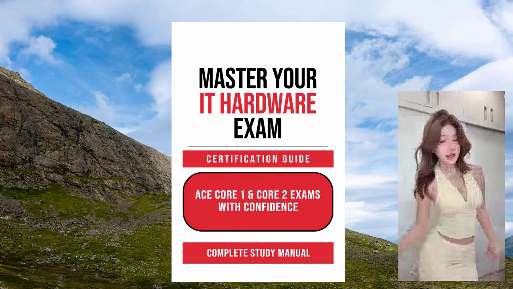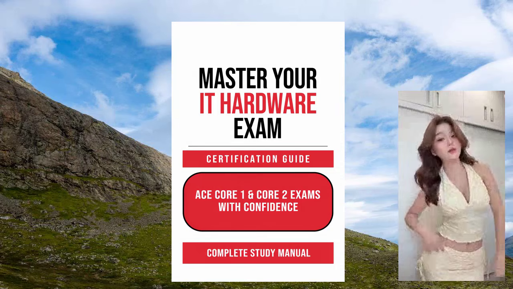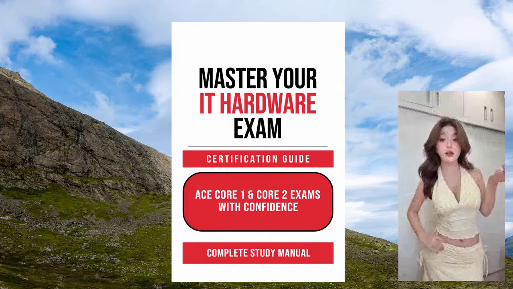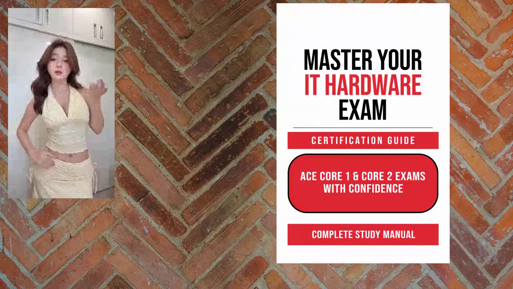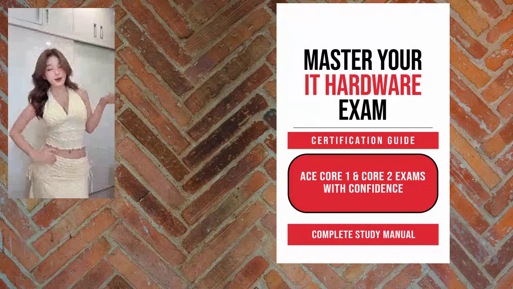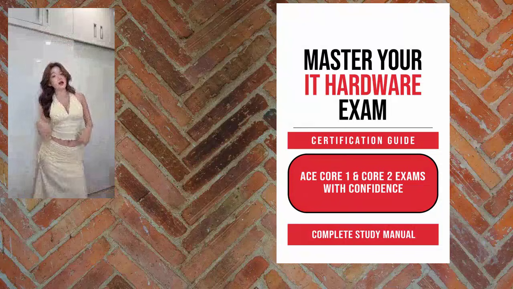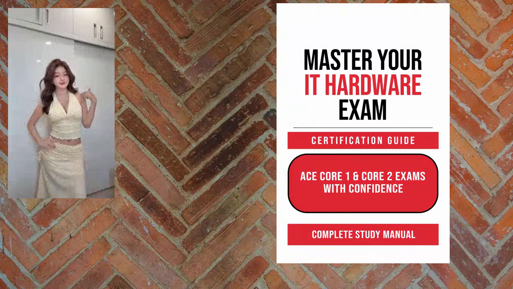Number 4, Personal Area Network, PAN. Definition: a small network for personal devices like smartphones, laptops, and wearables. Purpose: PANs are typically used for wireless communication, such as Bluetooth between devices.